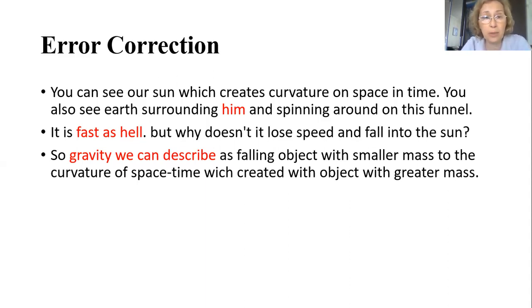You can see our sun, which creates curvature on space in time. You also see Earth surrounding him. Who is he? Sun? Sun is not a human. It, of course. It. We can say about a cat or a dog, he or she, because this is like a member of our family. But anyway, such objects as the sun, the moon, they can be replaced by the pronoun.